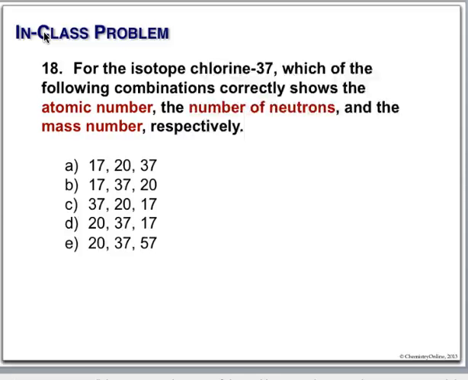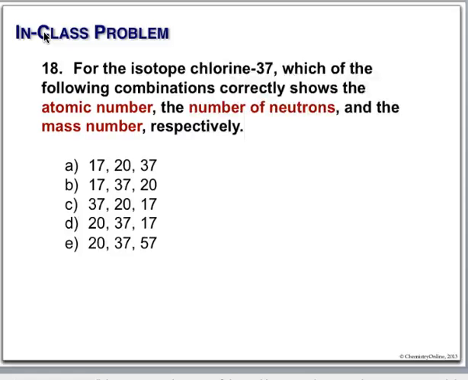All right, we have chlorine 37. I want to know in sequence here which of these shows the atomic number, number of neutrons, and the mass number, respectively. Probably need to peek at your periodic table, don't you? Chlorine. Let's find chlorine over here on the wall. 17? That's its atomic number? And I can't see that part.